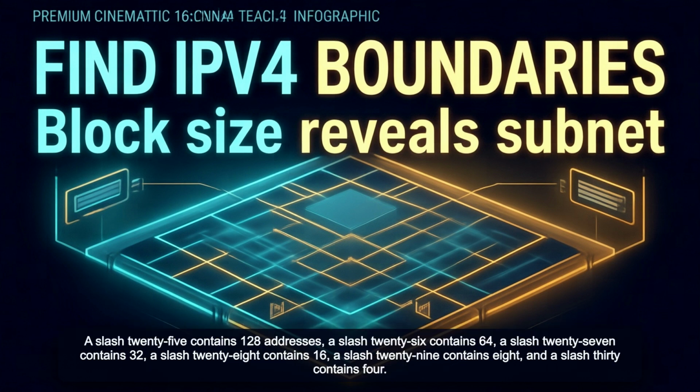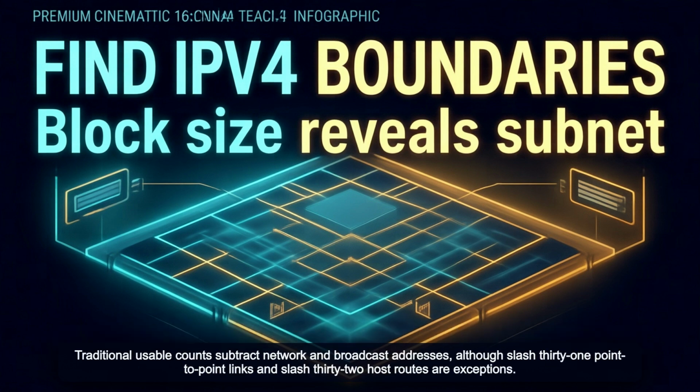A /25 contains 128 addresses. A /26 contains 64. A /27 contains 32. A /28 contains 16. A /29 contains 8. And a /30 contains 4. Traditional usable counts subtract network and broadcast addresses, although /31 point-to-point links and /32 host routes are exceptions.